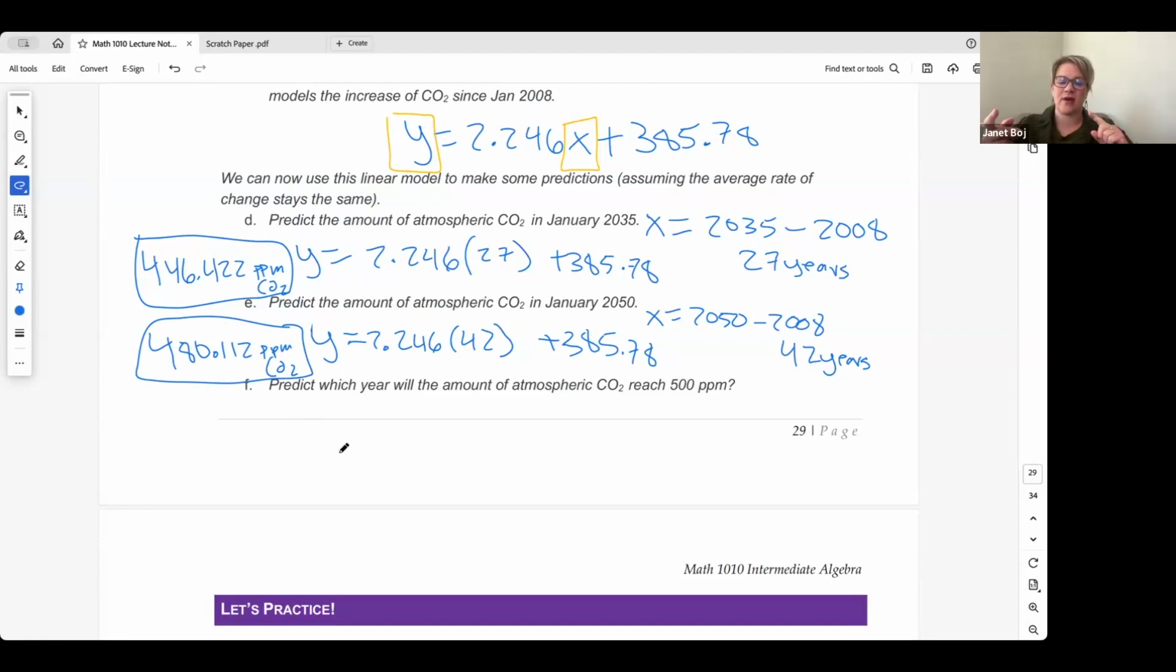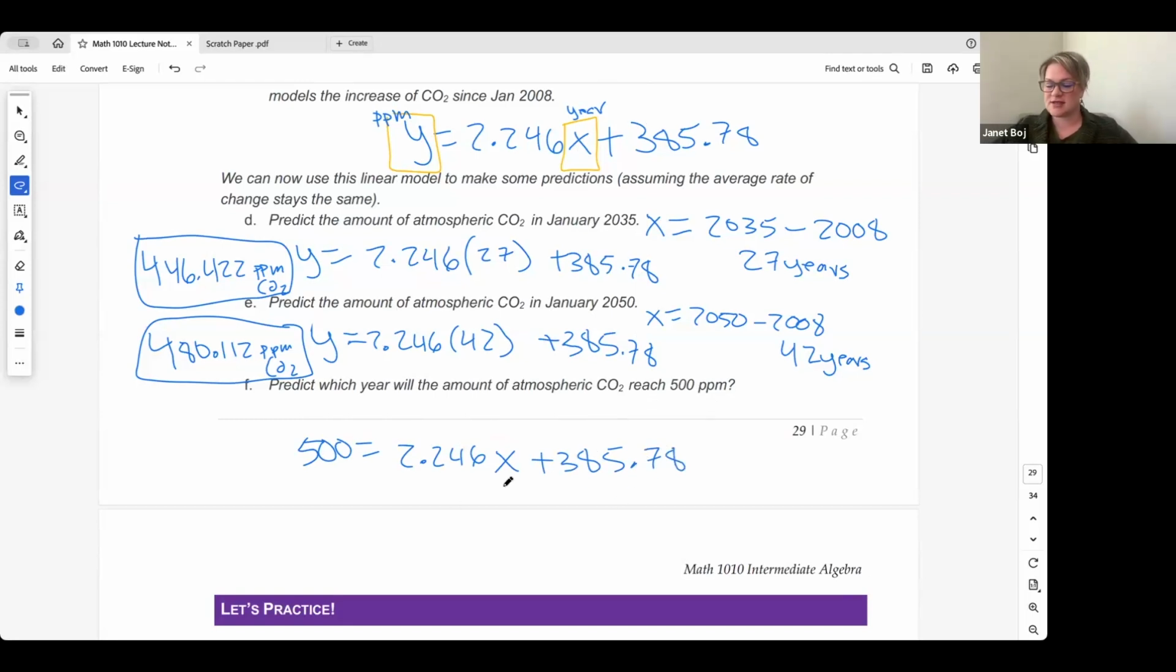Now, they can ask you the other way. In which year will the amount be 500? So where do I plug this in? If you can see that the Y value, the units is parts per million, the X value, the units is years, then boom, when I see 2035, I know I'm plugging in for the X. When I see parts per million, I know I'm plugging in for the Y. So here you would plug in 500 for Y and 2.246. Now we don't know what year. That's what we're trying to predict. So X and then plus your starting point, 385.78.